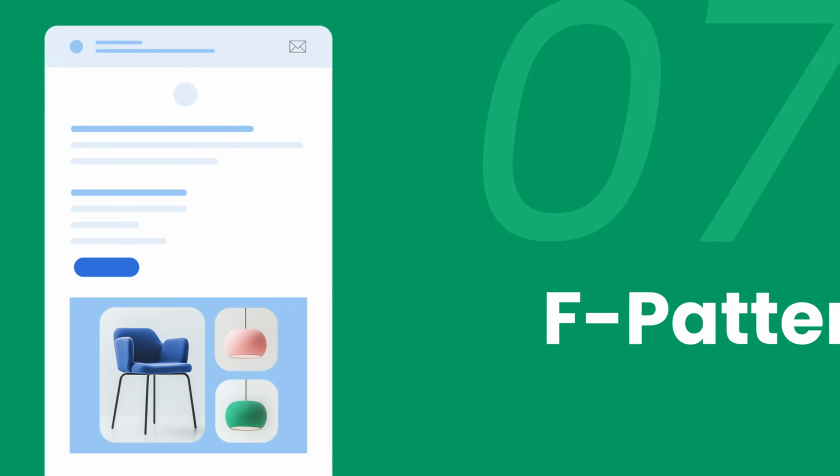The F pattern. This pattern is a twist on the zigzag layout and follows a specific visual hierarchy. The most important information is placed at the top, with less critical details positioned on the left sides below and the call to action at the bottom. The F pattern layout is good for emails with, you guessed it, lots of information.